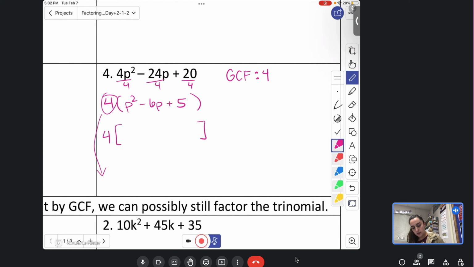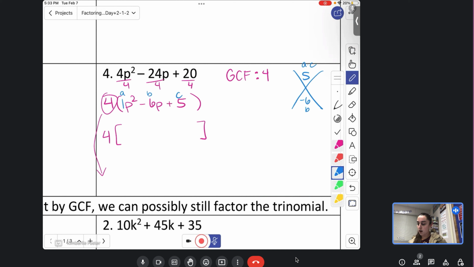Now, focusing on what's inside my parentheses, a is 1, b is negative 6, and c is 5. So I'm going to make my x factor. Remember, on top is a times c, and on the bottom we put our b value. So a times c is going to be 5 times 1, so it's going to be 5 on top, and then b is negative 6. So I'm looking for two numbers that multiply to 5 and add to negative 6.